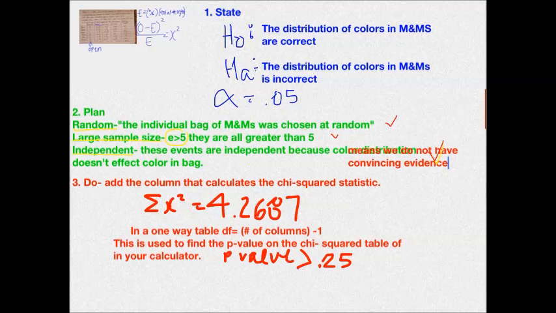So the degree of freedom is equal to the number of columns minus 1. So in this case, we had 6 colors or columns, and then we had to subtract 1. And when we subtracted 1, we got 5. So the degree of freedom in this problem is 5.